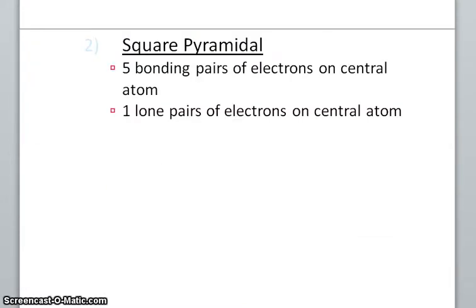Now let's replace one of the bonding pairs of electrons with a lone pair of electrons. We still have 6 pairs of electrons around the central atom, so it's an octahedral electron geometry. But those lone pairs of electrons are going to fill up space around the central atom, and they're going to give us a different molecular geometry. When we've got 5 bonding pairs of electrons and 1 lone pair of electrons around the central atom, our shape is referred to as square pyramidal.